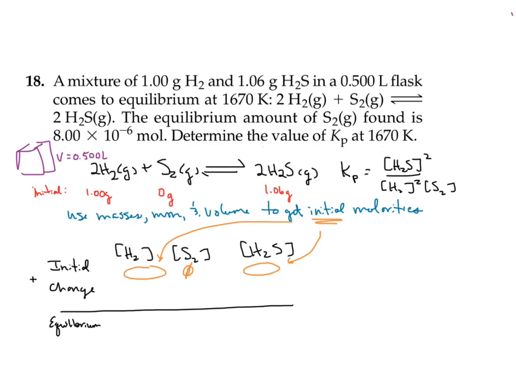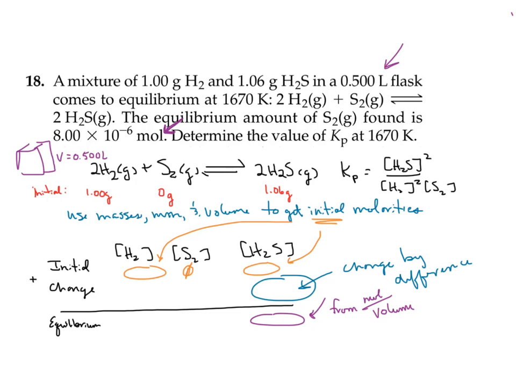Okay, so you can get the molar concentration of H2 and H2S. There's no S2. The equilibrium concentration of the S2 is given, but just moles, so you have to divide by volume again to get molarity. So we know now we can go ahead and knock out the change here by difference. And since there's no product to start out with, it will actually proceed from left to right. It will proceed to products. So this actually would be a positive change.